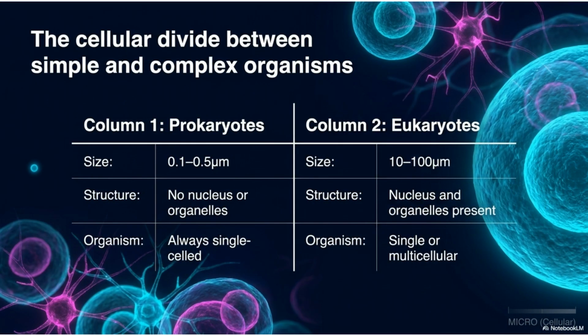Organisms are classified as either prokaryotes or eukaryotes. Prokaryotes are generally smaller, lack a nucleus or organelles, and are always single-celled. Eukaryotes are larger, have a nucleus and organelles, and can be single or multicellular. Since we are studying humans in this class, we will focus on the eukaryotic cell. Keep in mind that when you take microbiology, you will be learning about prokaryotic cells.